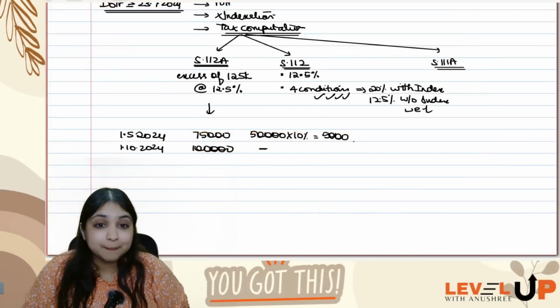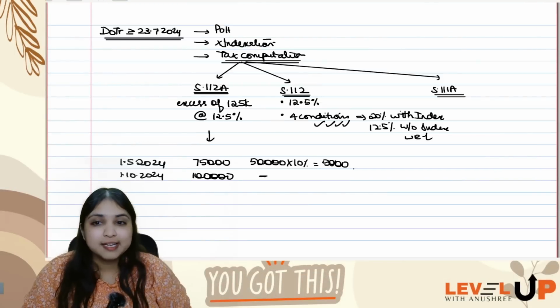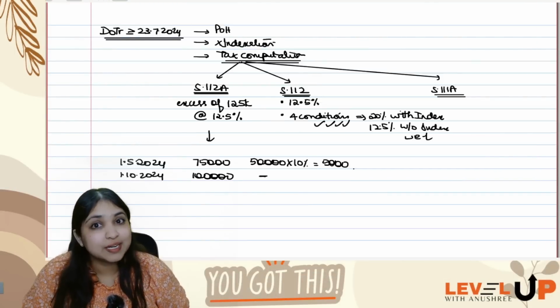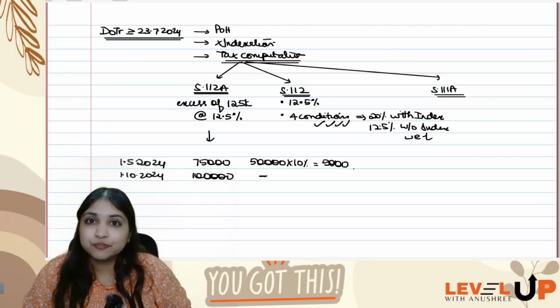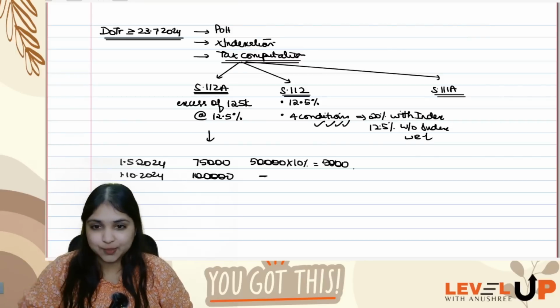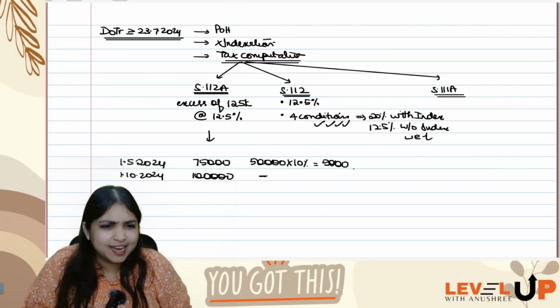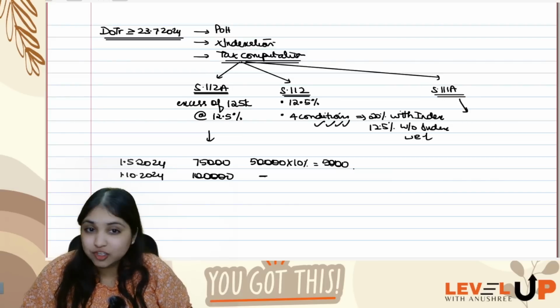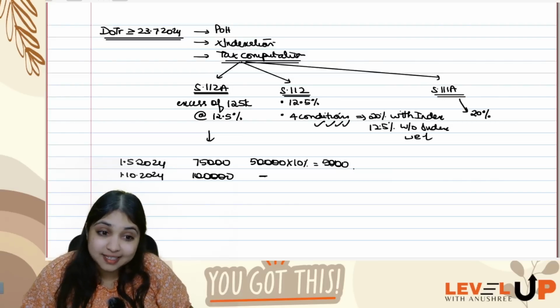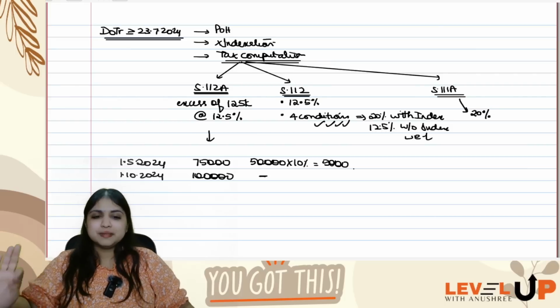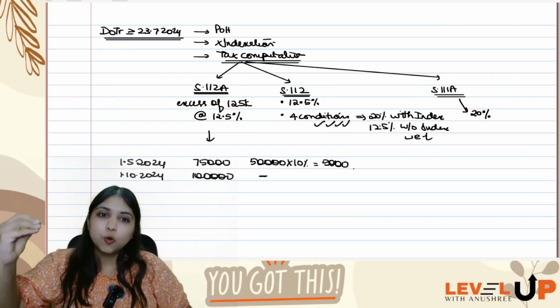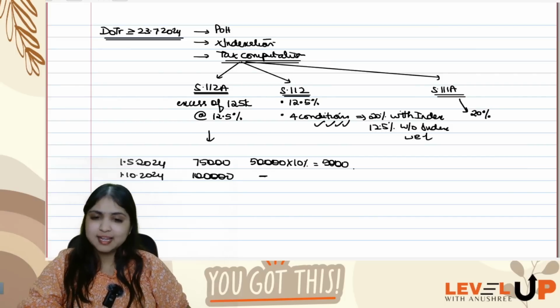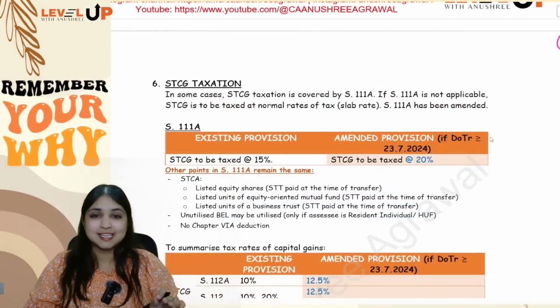So if I have to come back to my summary over here, if the date of transfer is on or after 23rd July 24, period of holding is only 12 months and 24 months, no indexation, anyways no indexation because it is short term. While computing tax under 111A, the tax rate they have increased from 15% to 20%. That's all. Only one change, only in 111A.